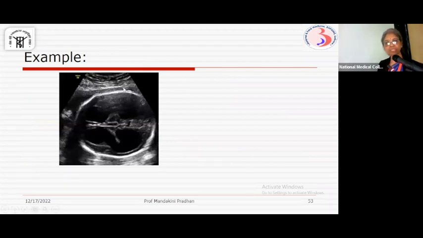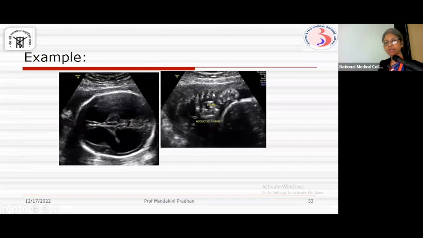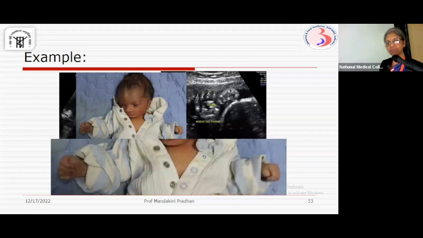Next, coming on to what is whole exome sequencing. Here is one ultrasound image, which shows hydrocephalus definitely. Little closer on to it, thanks to Dr. Sangeeta for taking those good images, and it shows an adducted thumb. This was late in gestation. So this child was born here, and you can see that the bilateral thumb is adducted, in a magnified view.